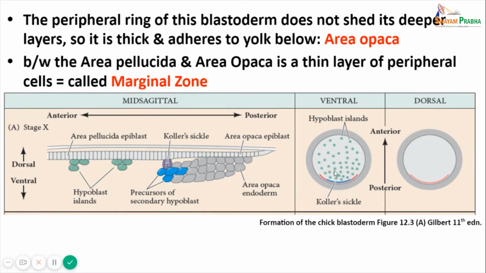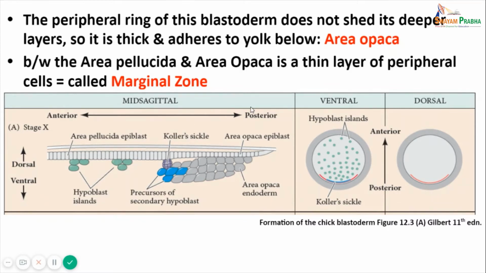Now between this area pellucida, which is present in the central portion, translucent in nature, and the area opaca, which is present in the periphery of the area pellucida, quite darker in color, is present a thin layer of peripheral cells, which is known as marginal zone. This first diagram, which is showing the mid-sagittal section of the blastula, shows the area pellucida in this anterior region and the area opaca, which is present here, which has got cells attached to it below.